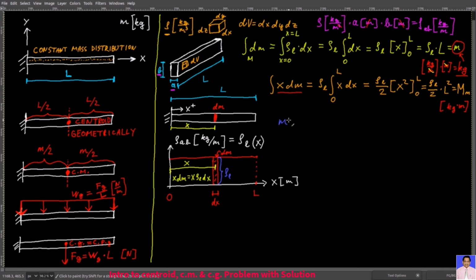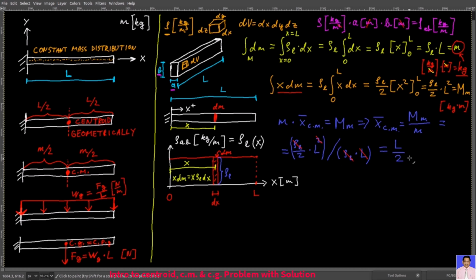So you have mass times x bar sub cm, and that's your mm. And now x bar cm equals mm over the mass. So this was your mm, this was your mass. You can cancel out the rho L's, then 1 L from here, and the power of 2, and you will get L over 2. And that L over 2 is your center of mass. As you can see, it's equal to your centroid, which is the geometrical center of the beam.